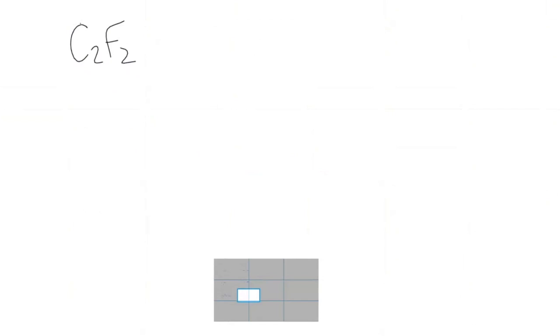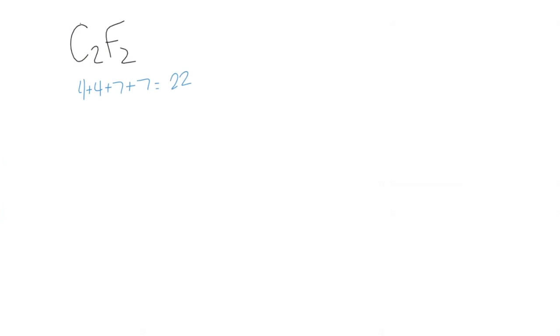C2F2. Step 1 is to do what? Valence electrons. 4 plus 4 plus 7. So I have a total of 22. Put our carbons in the middle. And then we want to split these evenly. So fluorine, fluorine, because one carbon doesn't want to have to bond while the other one doesn't have to do anything, right? So split them even. Connect them with single bonds.